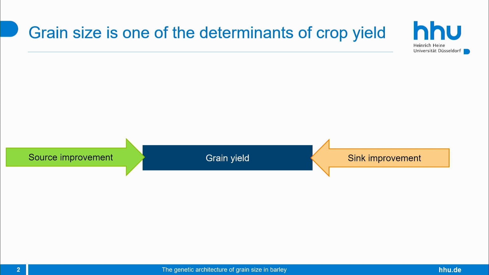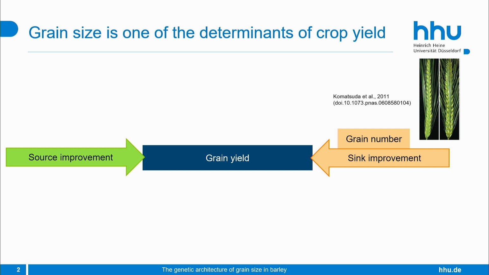When we talk about sink improvement, one of the major traits is grain number. In barley, at least 5 loci have been characterized that control lateral spikelet fertility, using either mutant populations or natural populations. The other aspect is grain weight, which is mainly controlled by sink capacity or grain filling rate.